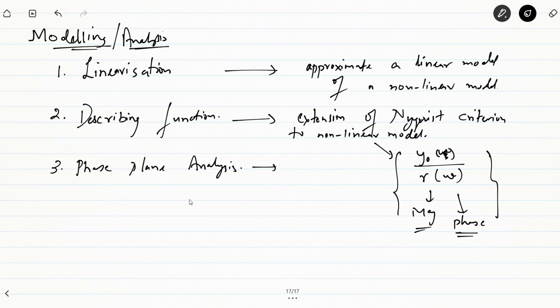The third type of modeling approach that we'll be using is simply the phase plane approach. The phase plane approach is based upon phase variables or state variables, as we have already studied. So it's again a graphical technique.